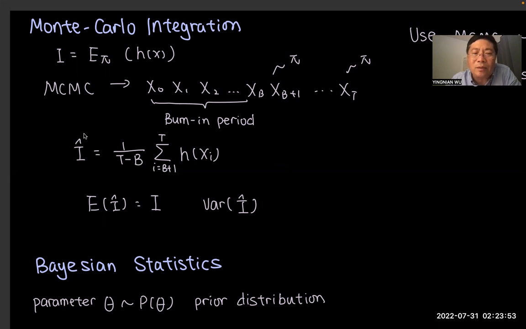As this is random, right? Suppose each one of you runs MCMC, you are going to have different samples, so you're going to have different I hat. So this I hat fluctuates around the true value of I. It is an unbiased estimate. But the variance of I hat can be bigger than the variance of I hat for independent samples, because now, running a Markov chain, you have dependent samples.